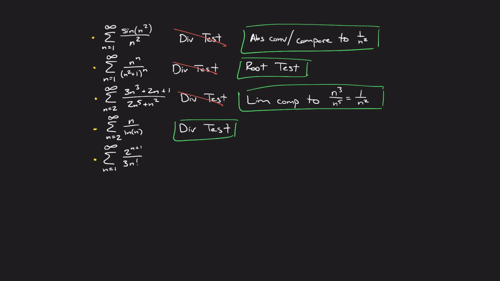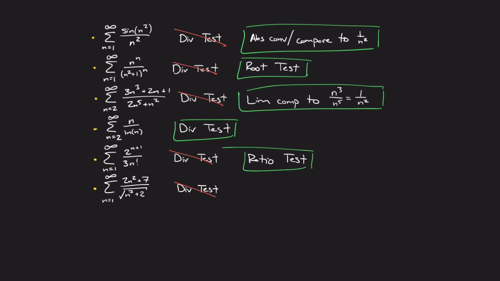For the sum of 2 to the n plus 1 over 3 times n factorial, the divergence test does not work, but the factorial tells us that the ratio test should do the job. For the sum of 2n squared plus 7 over the square root of n to the 7th plus 2, the divergence test does not work, but we can use the limit comparison test with the sum of n squared over n to the 7 halves.